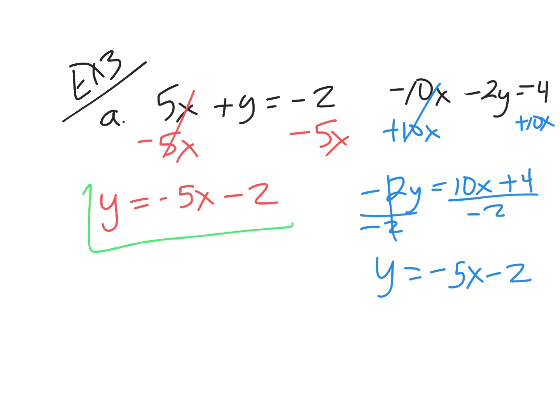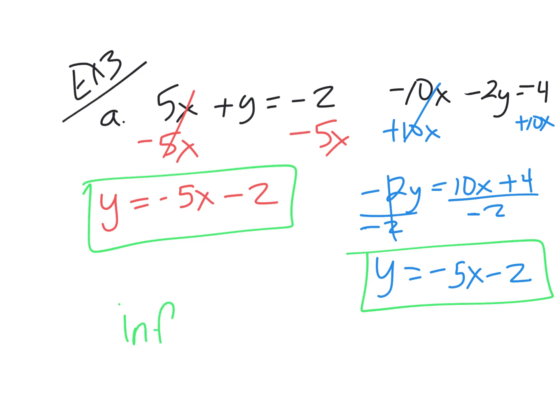Now let's look at these two lines. What do you notice? They're the same. Exact same lines. So which of those? Infinitely many solutions. That's right, infinitely many solutions. Cool, and all you had to do was put them in slope-intercept form. You didn't even have to solve the system.